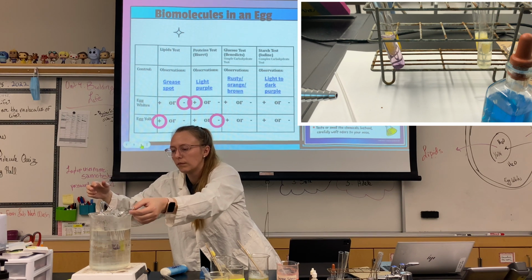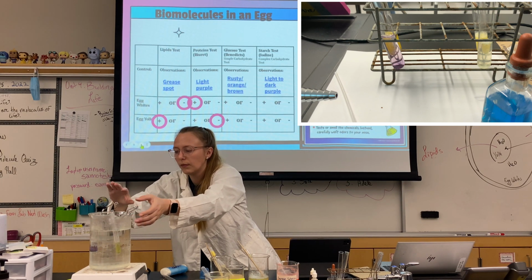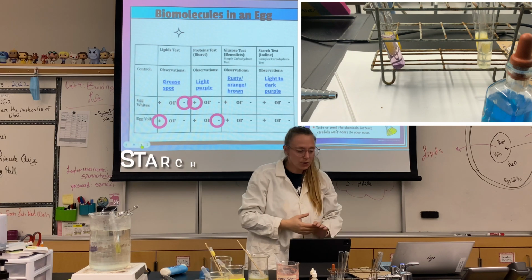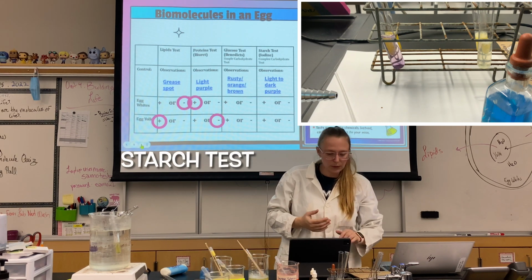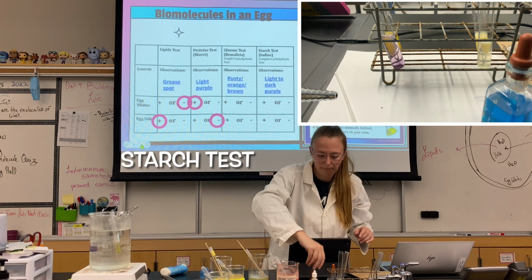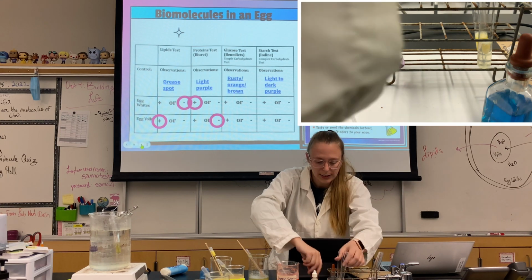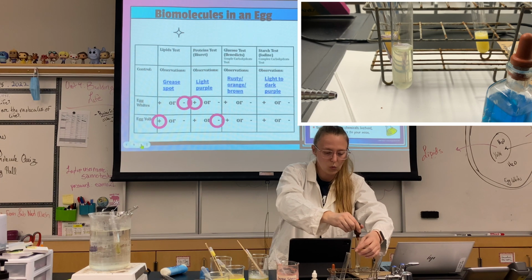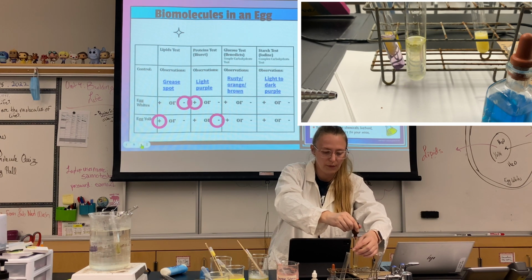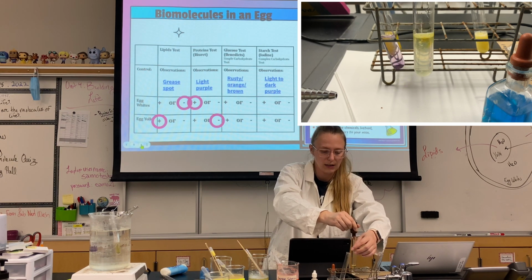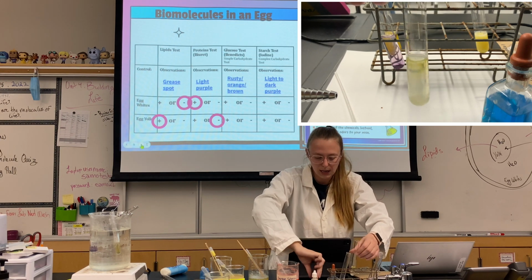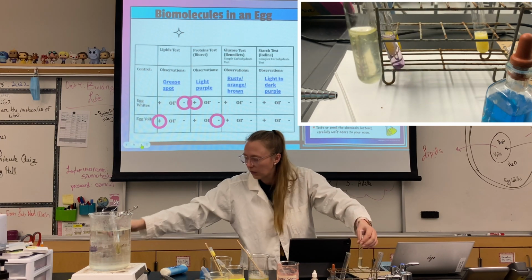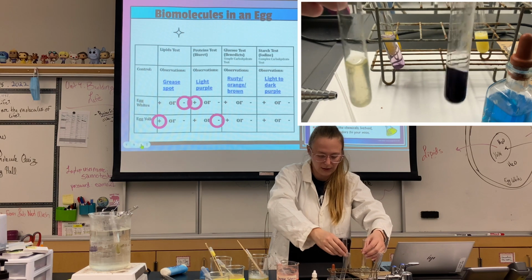Okay, so next up, we've got our starch test, which is with the iodine. So let's first do our egg whites. Just need 10 drops. 1, 2, 3, 4, 5, 6, 7, 8, 9, 10. This one was pretty immediate. We got a really nice dark purple. So this was our positive test.